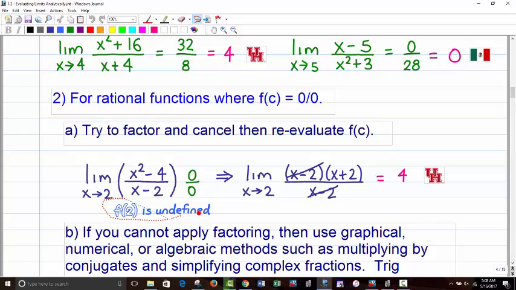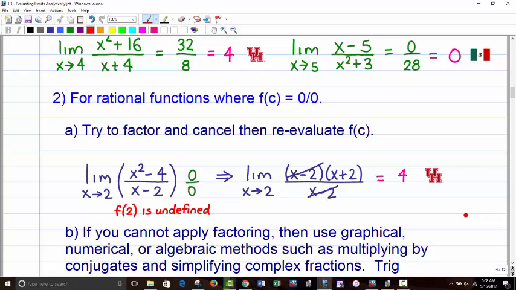I'm going to make that shine a little brighter there. But you can factor and cancel, and then you plug the 2 in, you get 2 plus 2 equals 4, which is exactly what we got using graphical and numerical methods from the previous section video. So 4, obviously, that would be the best way to apply this one.